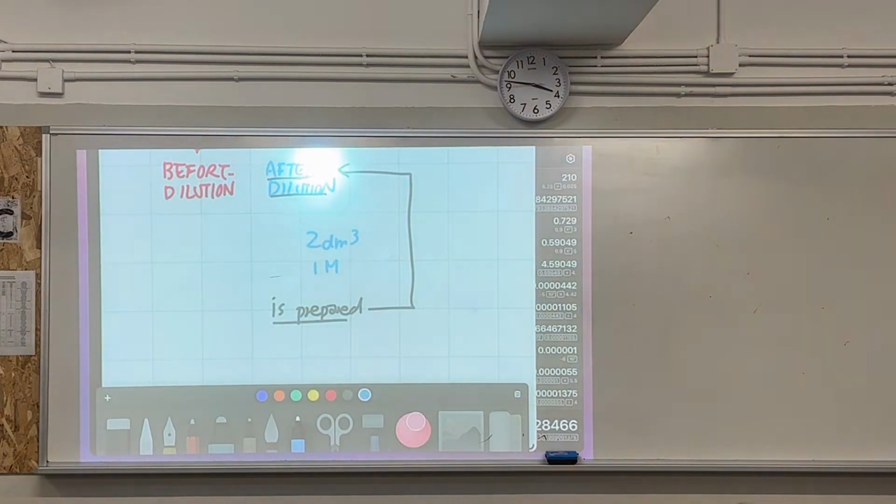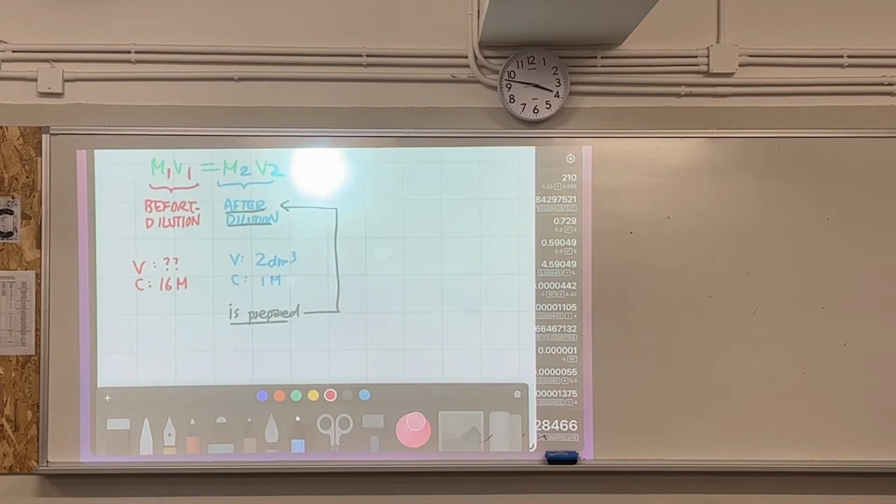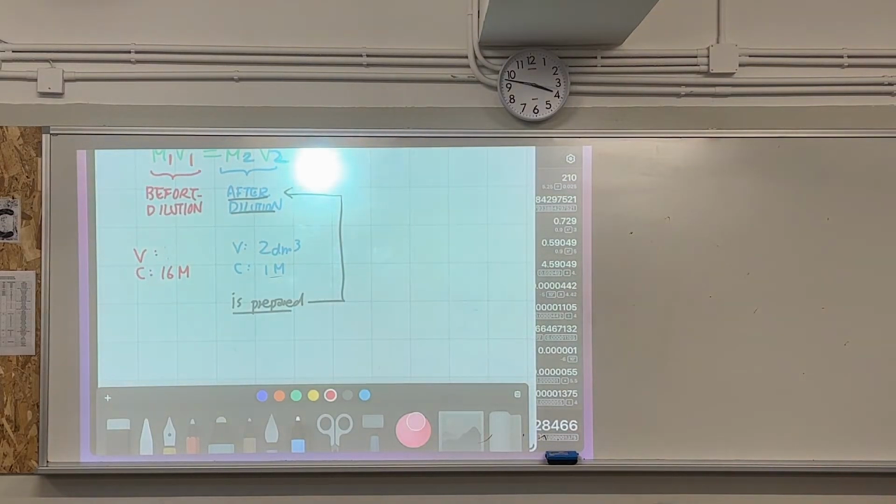So can you put down B and C in here? What about the concentration of the starting solution? It should be 16 molar, right? You all have the paper with you. So can you put down the starting concentration is 16 molar? They are asking what is the volume of 16 molar sulfuric acid required. That means you want to know the starting volume. So can you all plug these numbers into the equation? Let V be X. M means C, because molarity means concentration in mole per dm³. So you can use M or C.